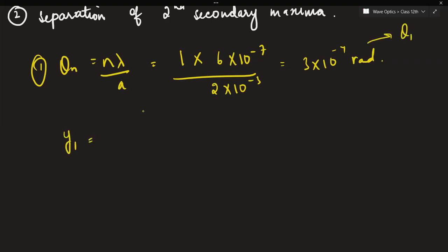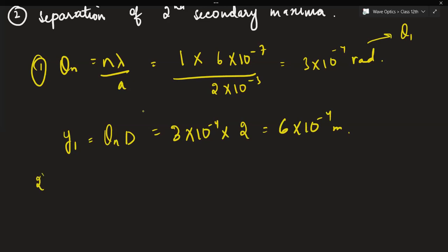Same thing if you have to find it for y1. Instead of multiplying the entire thing and writing it, just multiply theta n by D. So theta n is 3 into 10 to the power minus 4. Capital D is 2. So that is 6 into 10 to the power minus 4 meters.